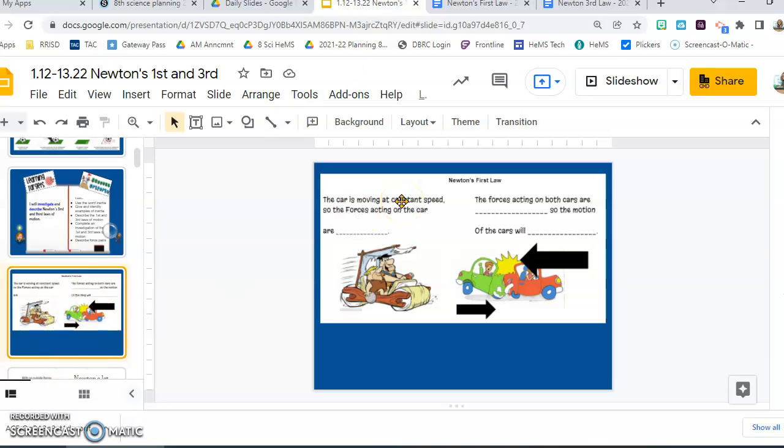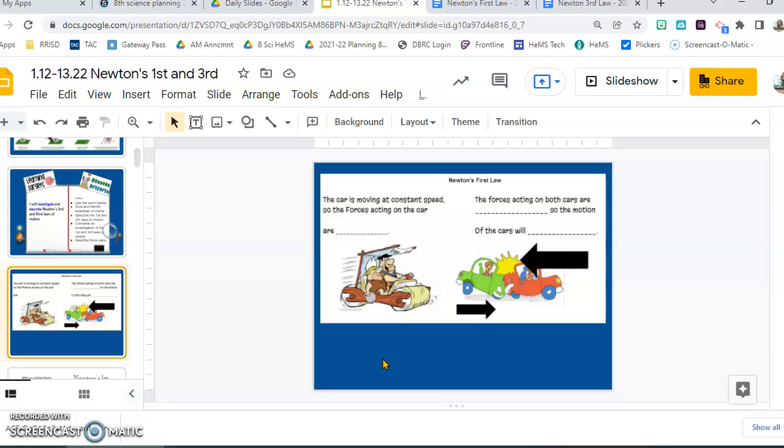So here we have Fred and Barney, and they're riding along. If you don't know who they are, they're the two guys here. They're the Flintstones. Fred is the guy with the dark hair. Barney is the guy with the yellow hair. So the car is moving at a constant speed, so the forces acting upon the car are, that's right, the same because the car is moving.